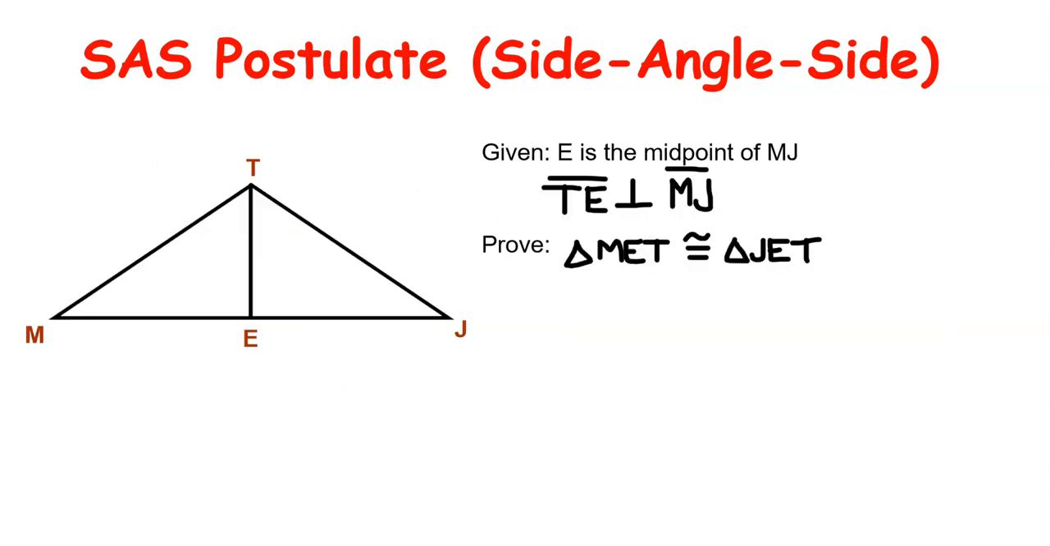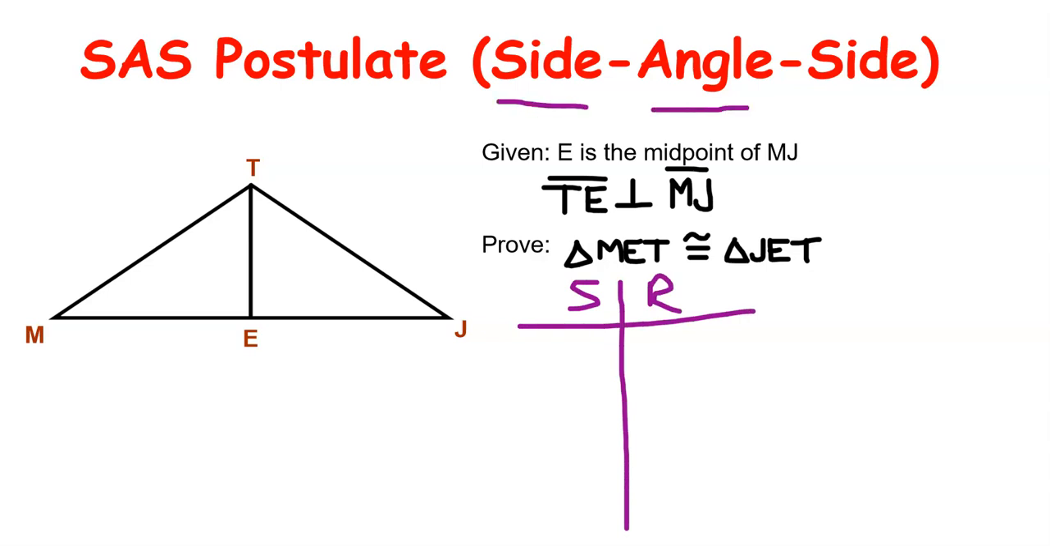So let's go ahead and look at this. In this case, we know that E is the midpoint of MJ and that TE is perpendicular to MJ. So we want to prove that triangle MET and triangle JET are congruent, and we're going to do this using side angle side. So again, starting with our statements and our reasons, our job is to show a side, the included angle, and another side are congruent to each other in the two triangles to use SAS.